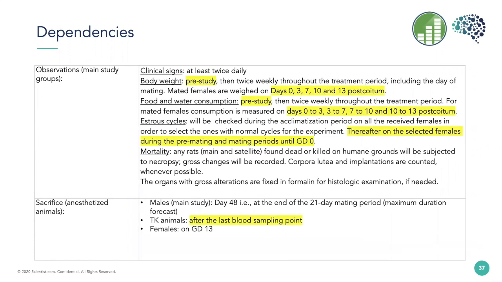And so you can see here, there are additional dependencies. For example, there are common pre-study collections, which you'll notice are a theme, but there are also collections that are scheduled post-coitum. And you can see that there are necropsies scheduled to occur after the last blood sampling point. And this is really critical to note because it requires a high level of communication between different teams to ensure that they occur in the correct order. And as you can imagine, there is no going backwards on this one.